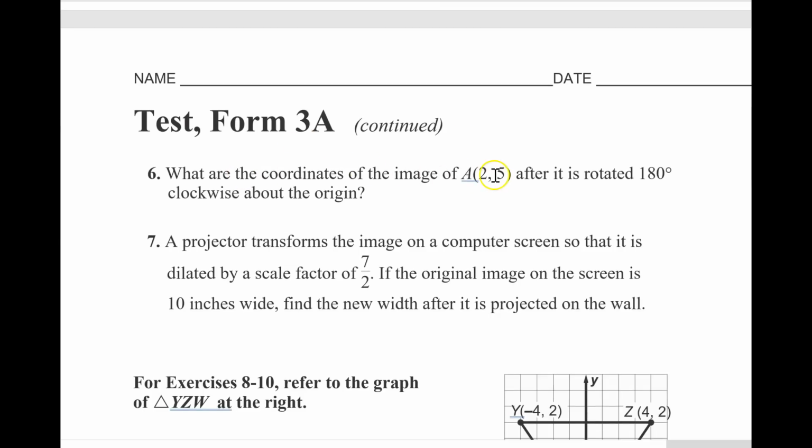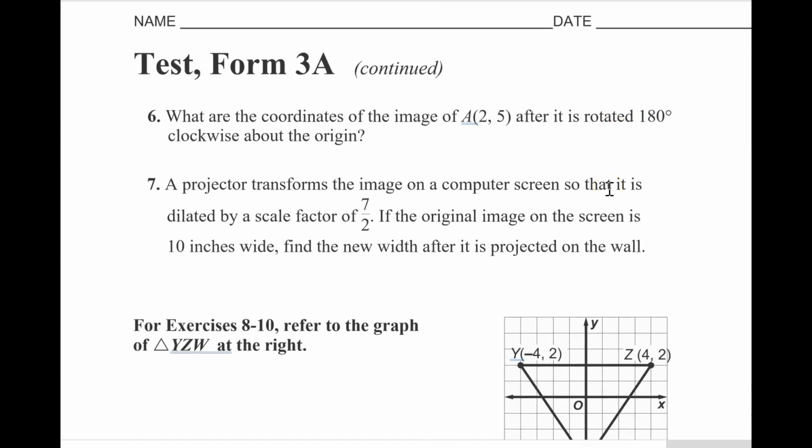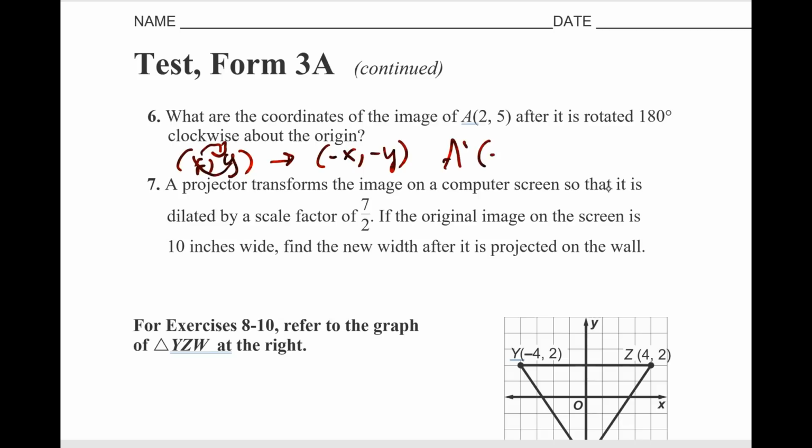What are the coordinates of the image after a rotation of 180 degrees clockwise about the origin? We know that if we do a 180 degree clockwise rotation, we're going to move you there, and then we're going to move you over there. So this becomes opposite of x, opposite of y. So A prime has to be opposite of x, opposite of y. This stuff is so simple.